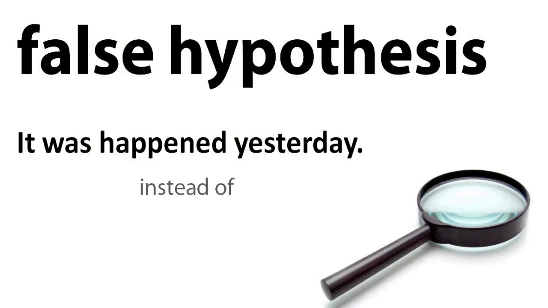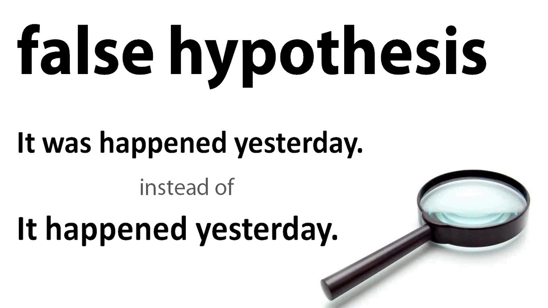Instead of what? I mean, what should be the correct version of this sentence? "It was happened yesterday." No. Okay, I see a lot of answers coming up again. You are really quick to type in those answers. That's right. So again, here we go. "It happened yesterday." Now, how does it work in practice?